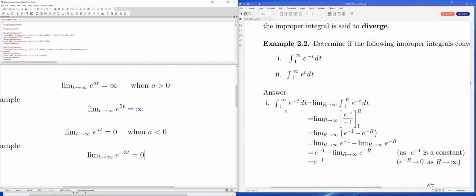Okay, so this improper integral, when you work it out with your limit definition, you get the limit exists. This limit over here exists, and it's a finite value. So the improper integral of e to the minus t, when you integrate from 1 to infinity, this converges, and it converges to the value of e to the minus 1.